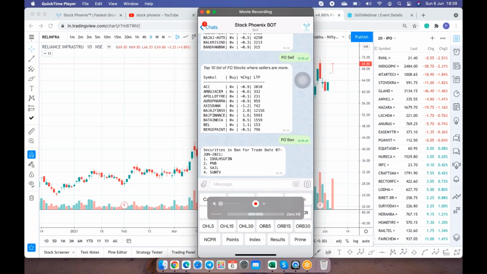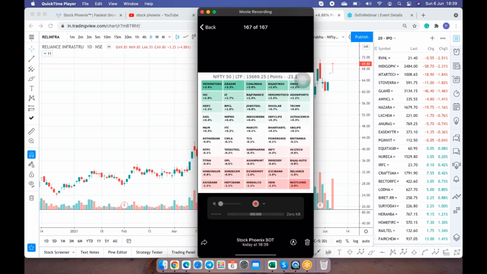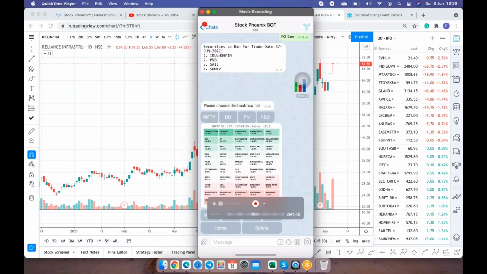Next, we have this chart icon. If you click on this, it will give you a whole lot of charts. For example, if you click on Nifty, it gives you the heat map of Nifty quickly, instantly, right? Click on BN, it gives you Bank Nifty charts.